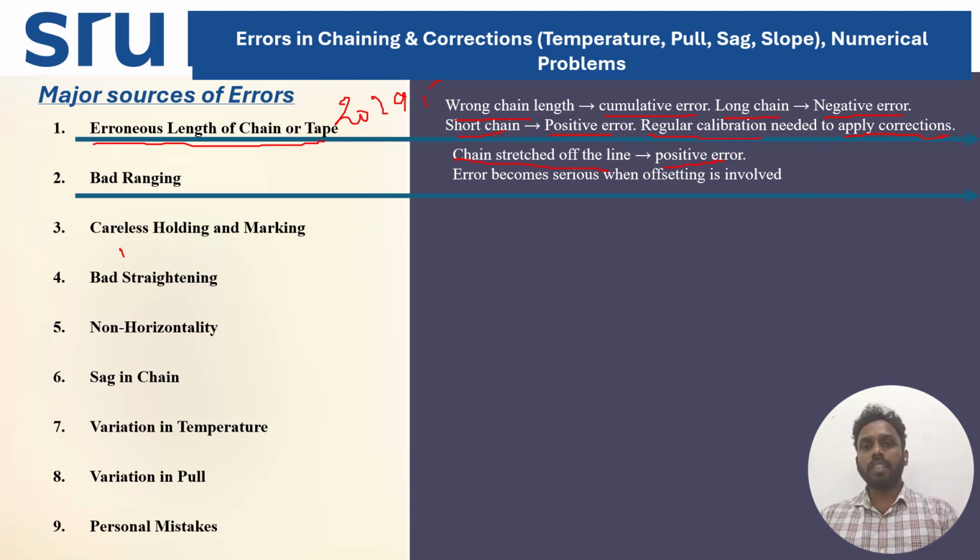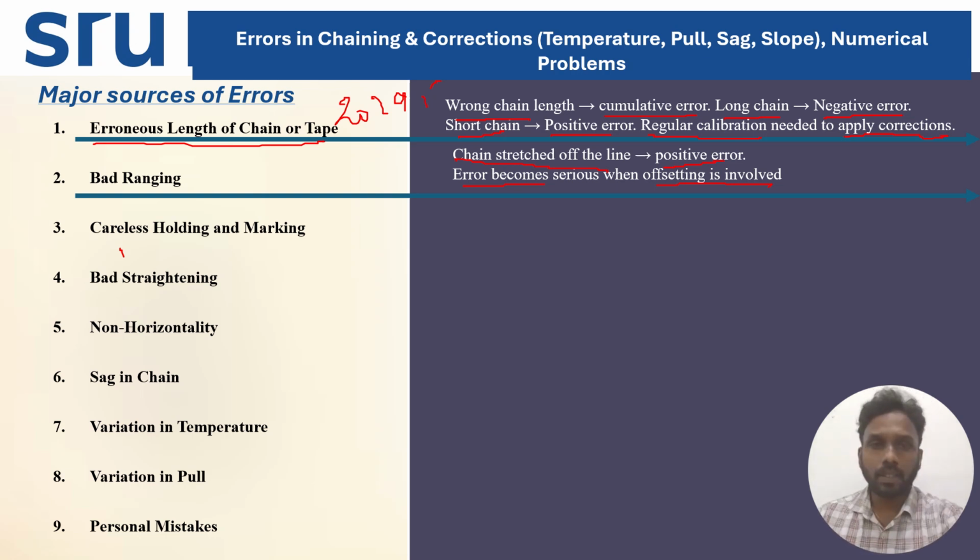The error becomes serious when the offsetting is involved. When you are dealing with offsetting, this bad ranging will have a huge impact on your measurement. So this is your error caused due to a bad ranging.